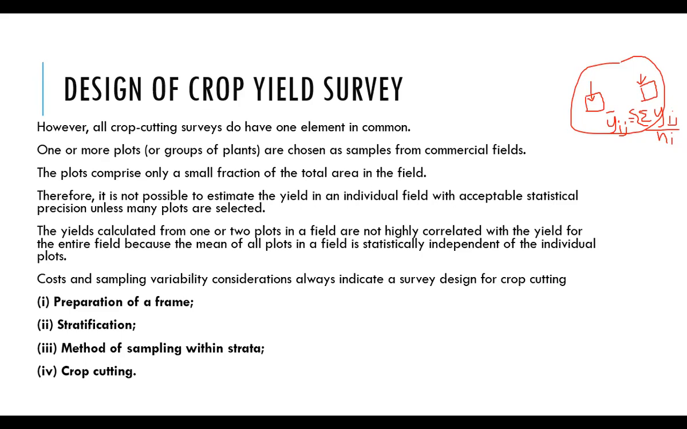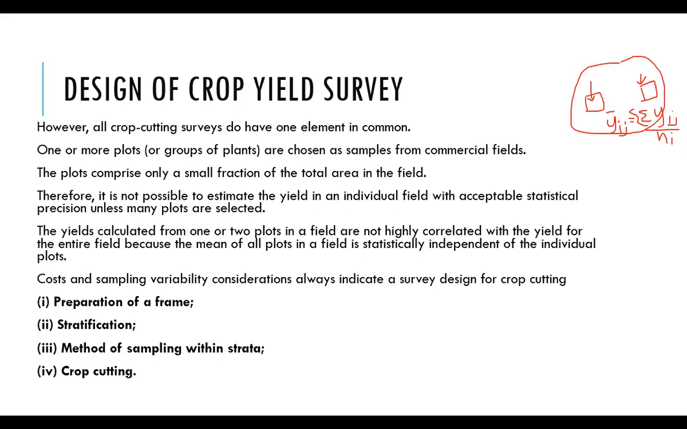I have some notes here. We are saying that one or more plots are chosen as samples from commercial farms. The plots comprise a small fraction of the total area in the field. I think we've explained that. Therefore, it is not possible to estimate the yield of an individual field with acceptable statistical precision unless many plots are selected. Let's come to the main point: cost and sampling variability considerations always indicate a survey designed for crop cutting.